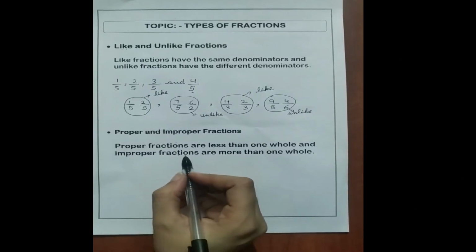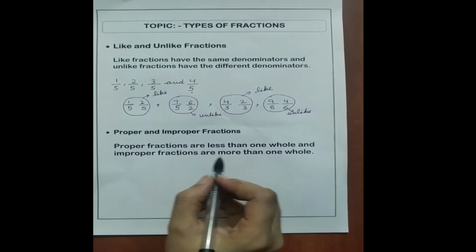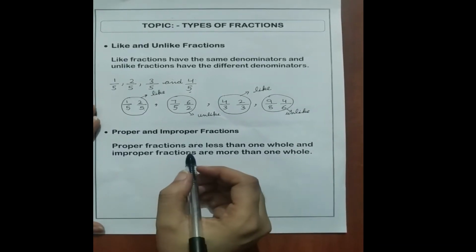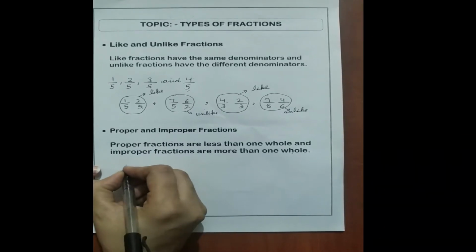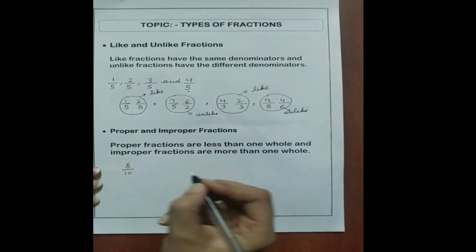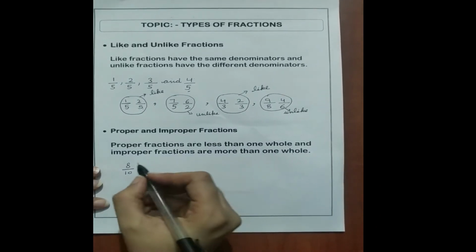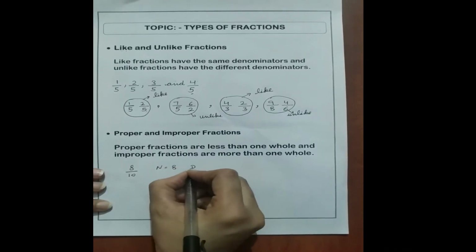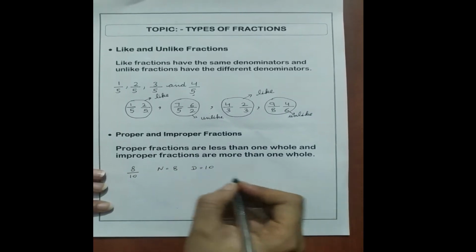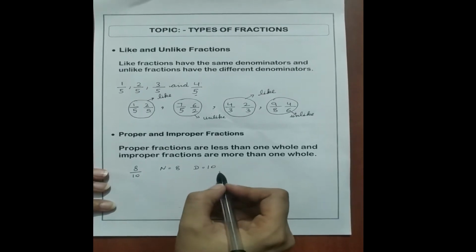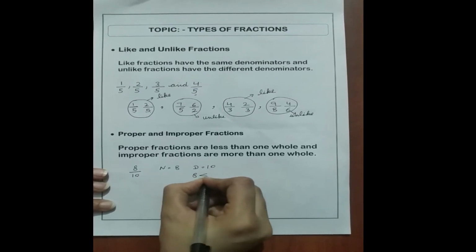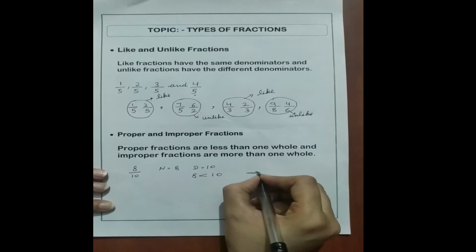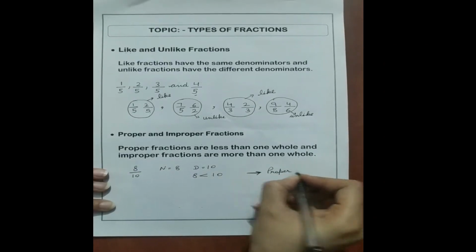Next is proper and improper fractions. Proper fractions are less than one whole and improper fractions are more than one whole. Let us consider a fraction 8 by 10. Here 8 is the numerator and 10 is the denominator. The numerator is less than the denominator. Such fractions are called proper fractions.